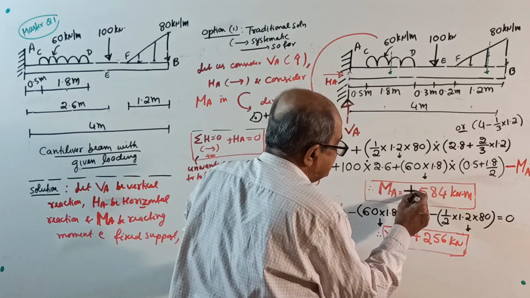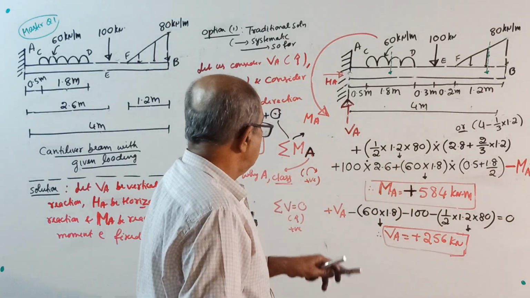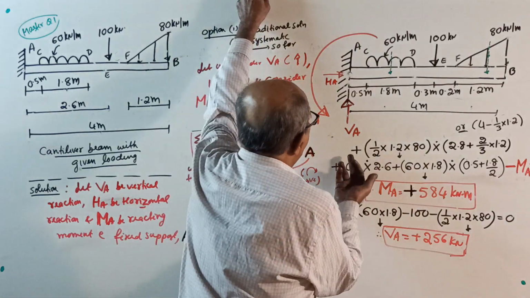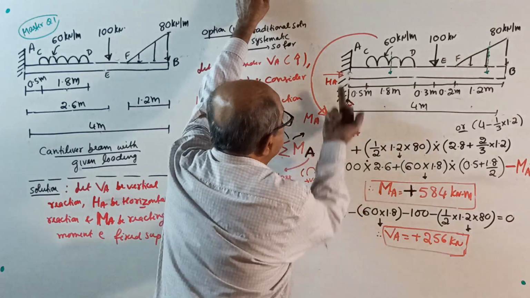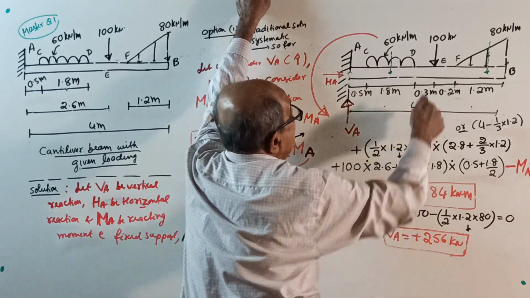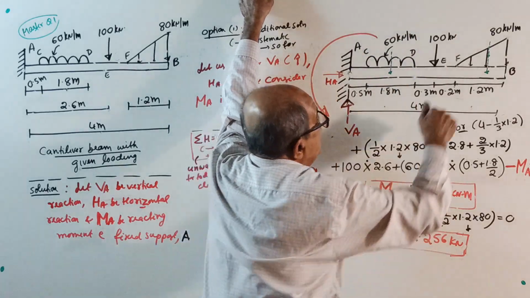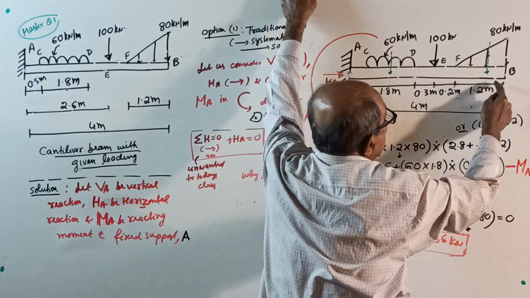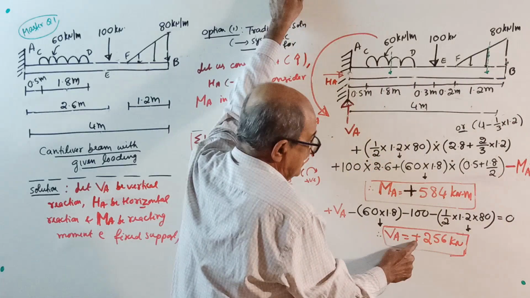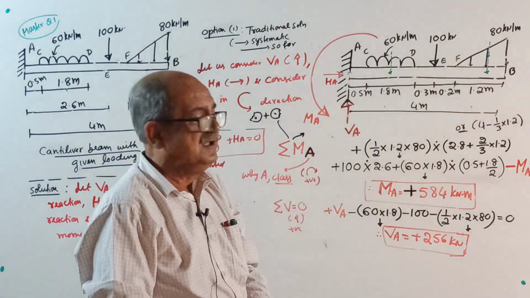Solving, see all positive, negative; always write the answer for MA with its sign. It will come plus. Okay, now sigma V = 0, anybody can tell the answer, upward positive, only vertical loads now: plus VA minus 60 into 1.8 minus 100 minus half into 1.2 into 80 is 0. Take that side, VA will come plus 256 kilonewton.